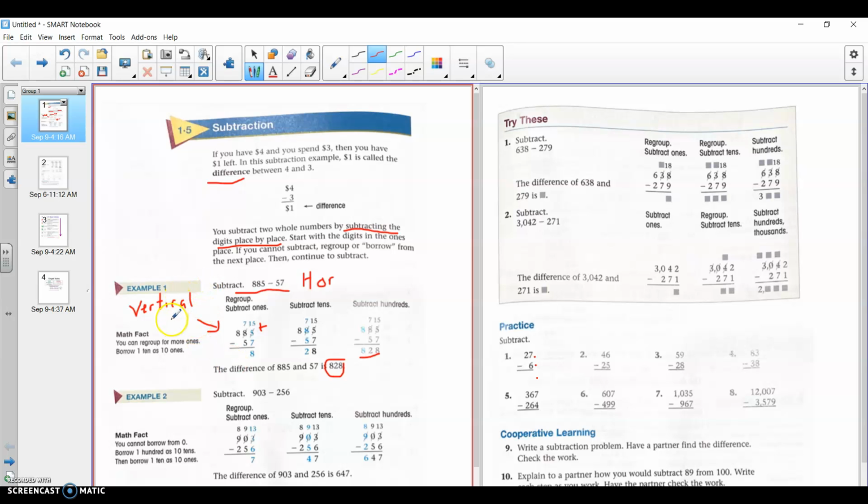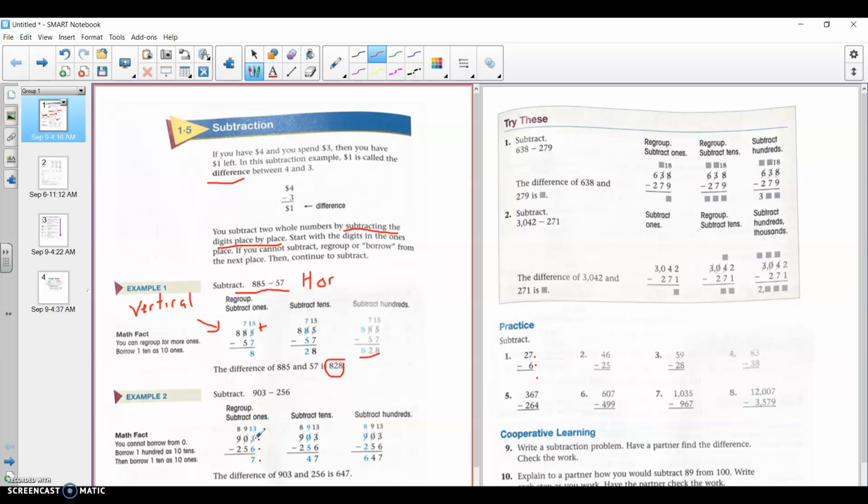That's example 1. Example 2 is 903 minus 256. Again, this is in horizontal format. You're going to want to put it in vertical format. So we are going to subtract from the ones column. Again, every number has a decimal. We would know this if the decimals were in there. But when they're stacked like this, we know that they're the ones column. So that's why it says subtract the ones.